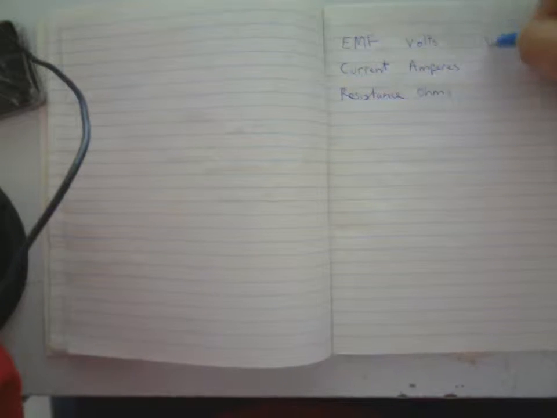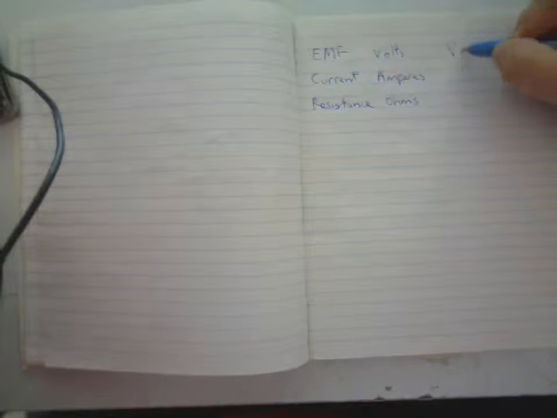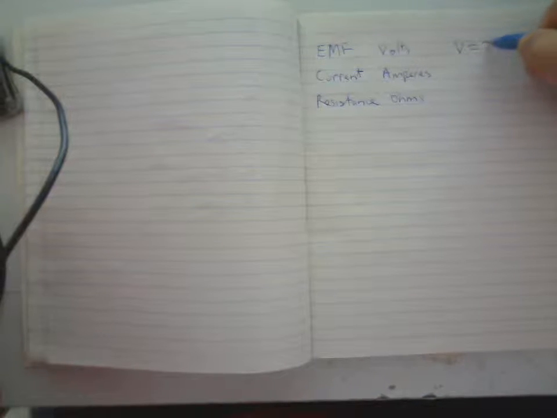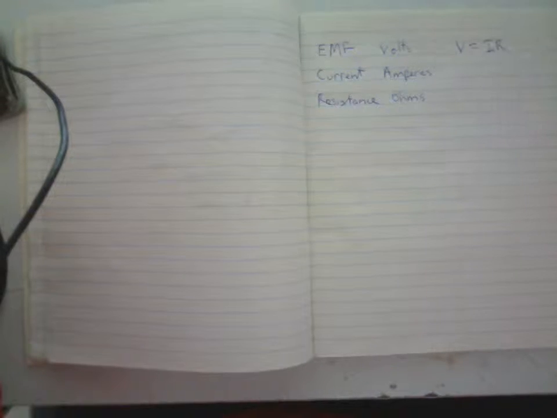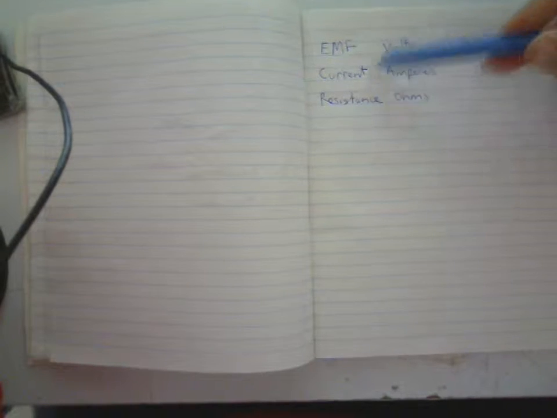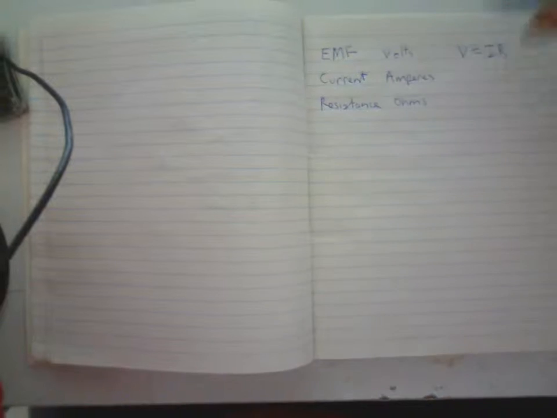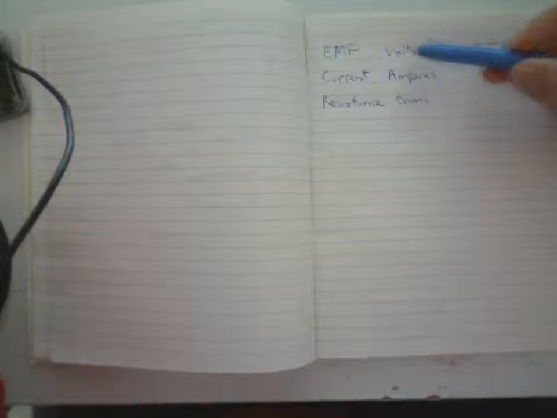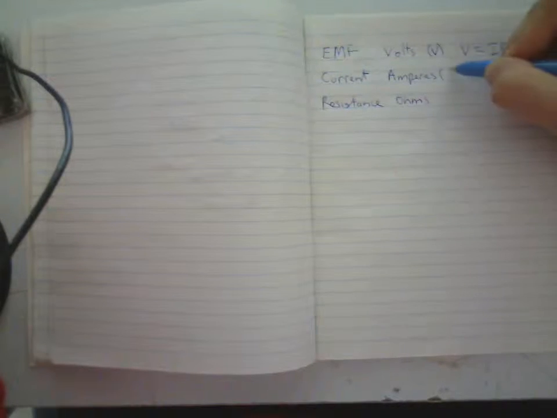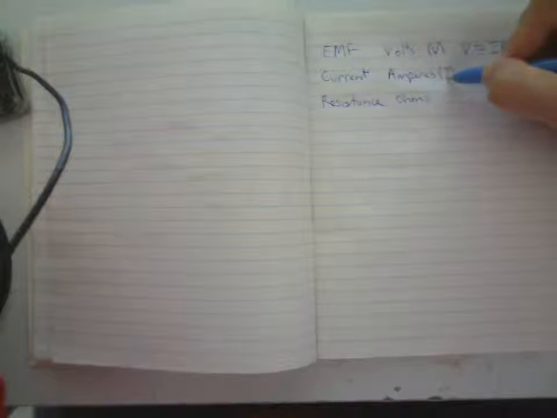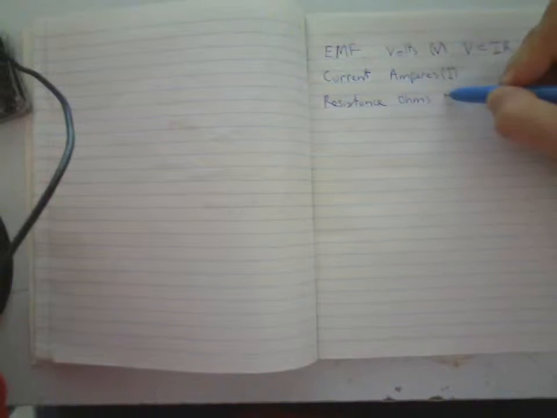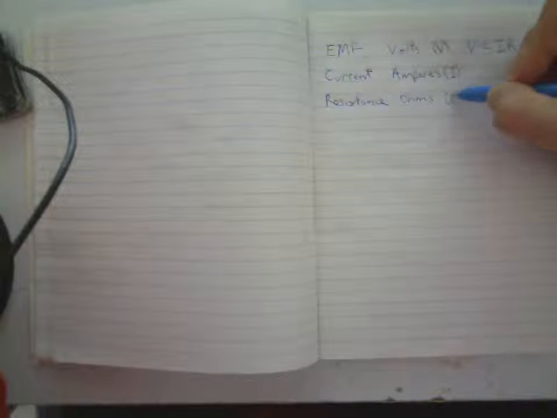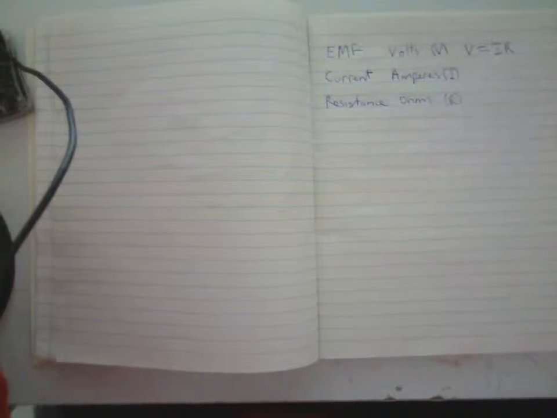Now there's three formulas, and I'll write them. Voltage equals I R, which basically means voltage equals the current, as you see here, times resistance. And I'll just write that here. V is volts, I is amperes, and R is obviously resistance in ohms.